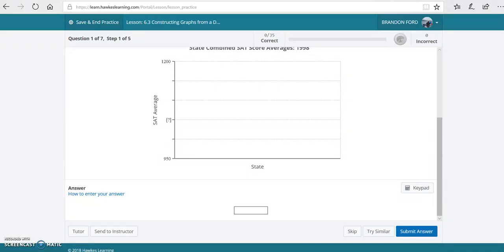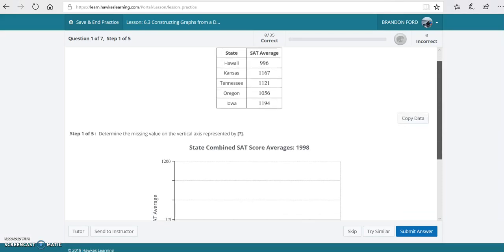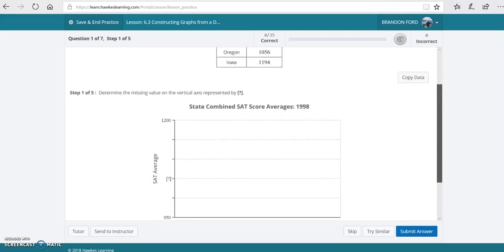Okay, so here's the first question we're going to work on. This is going to be 5 steps in this particular question. It says now determine the missing value on the vertical axis, represented by the question mark.